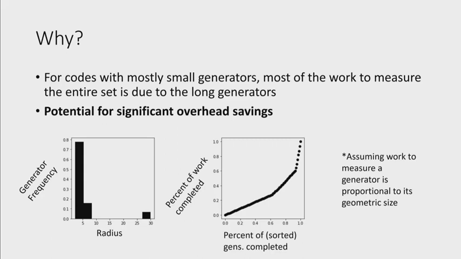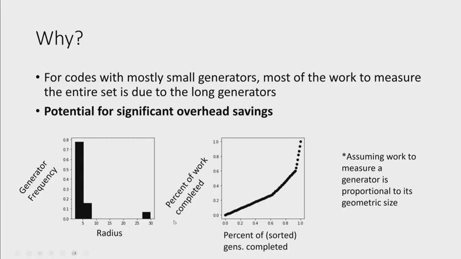So as an example, consider this histogram where we have the radius of our generator and then generator frequency. This is just an example of some code that could be embedded into 2D. So what we have is a majority of the generators are small, and then we only have a few that are very large. And in this plot, what I have is the percent of generators sorted versus the percent of work completed. And essentially all I want to show you is that the last 10% of generators take 40% of the work to measure. So one can imagine that as we scale up our codes and our devices, this histogram is going to get even more skewed, where most of our generators are local, and then only a few are very, very large, on the order of the system size.